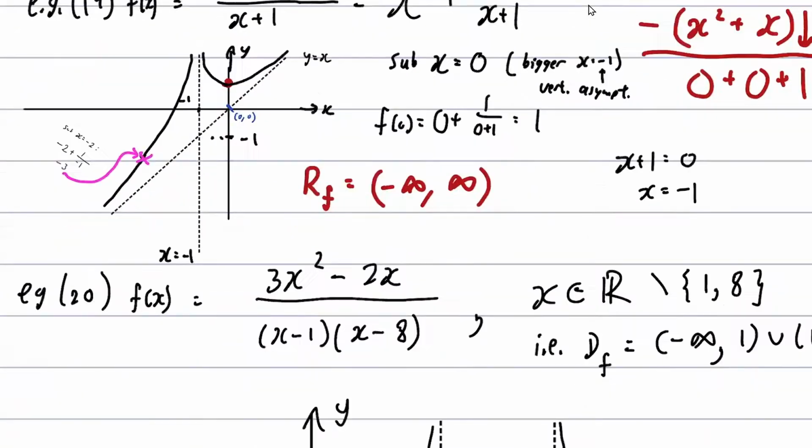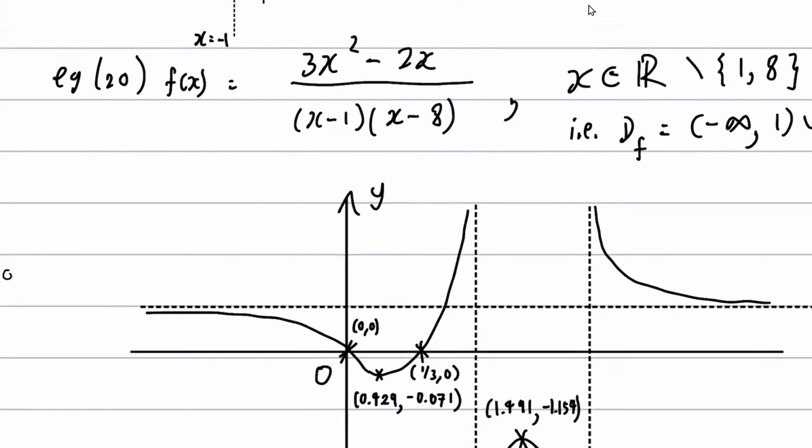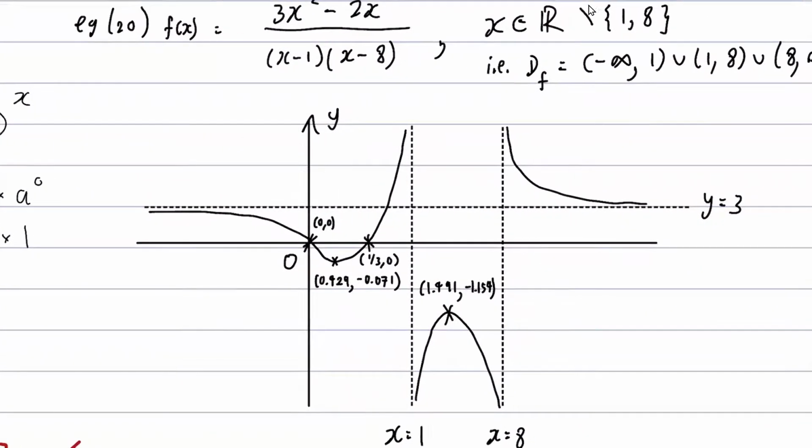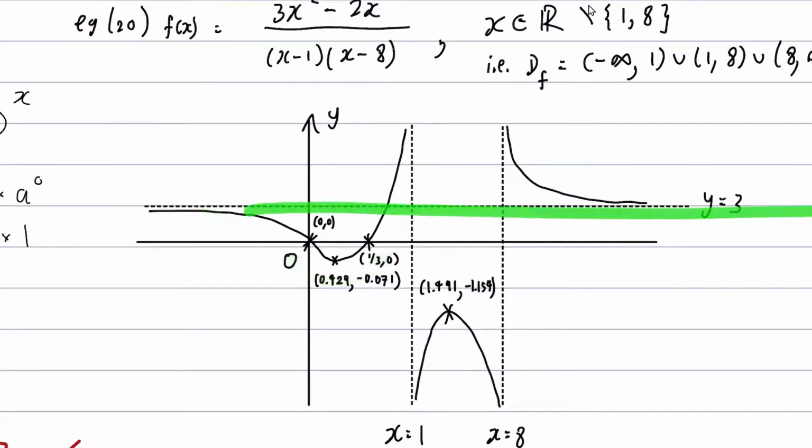Okay, example 20, last one. 3x squared minus 2x over x minus 1, x minus 8. So I'll just save you the trouble. I gave you the graph already. So there's an asymptote y equals to 3, x equal 1, x equal to 8. Tell me what's the range.